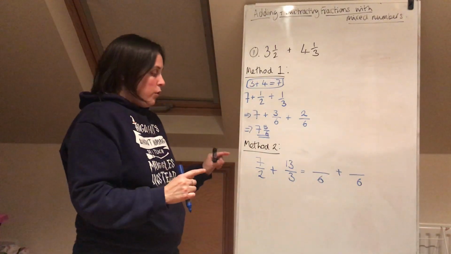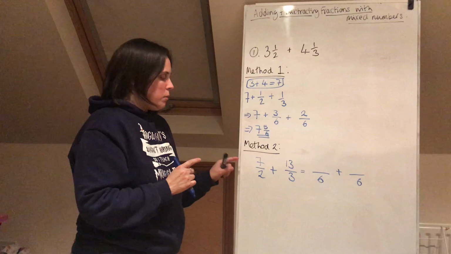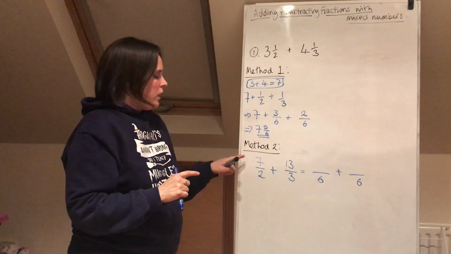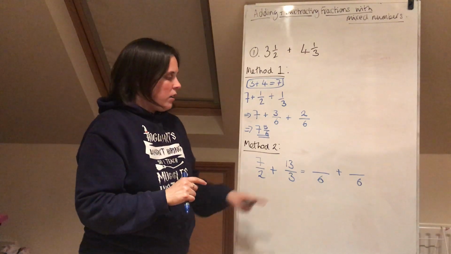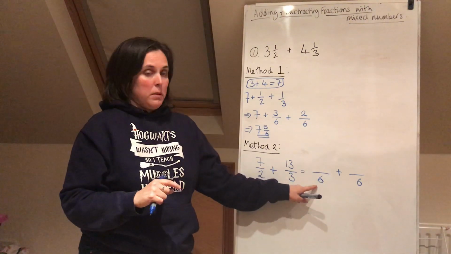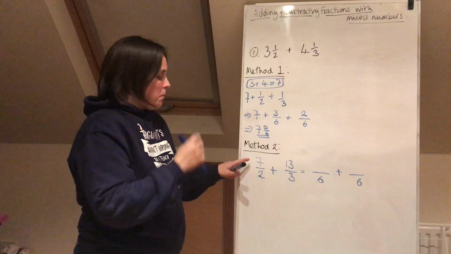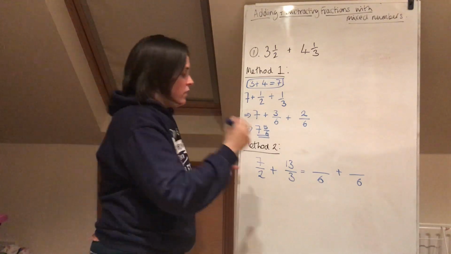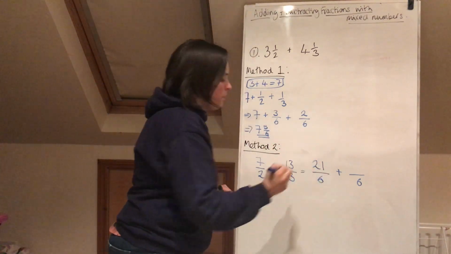And just like I did before, but this time multiplication is a little more tricky, but still manageable. 7 over 2, I need to convert to something over 6. What do I do to the 2 to give me 6? I times by 3. I must do the same with the 7. 7 times 3 is 21.